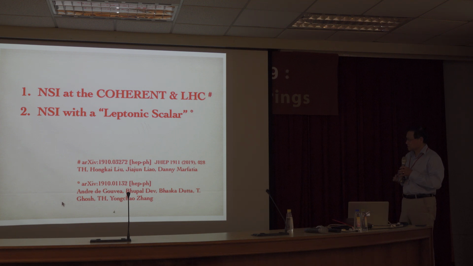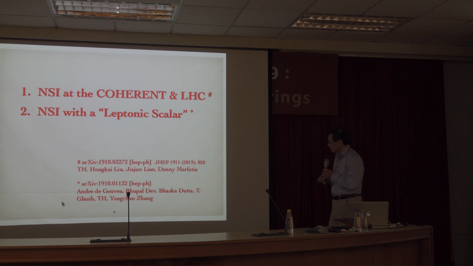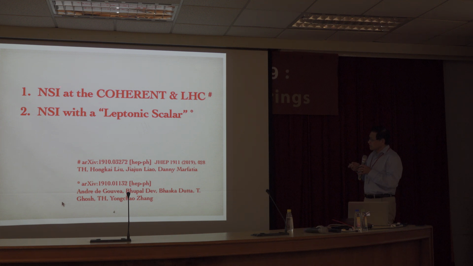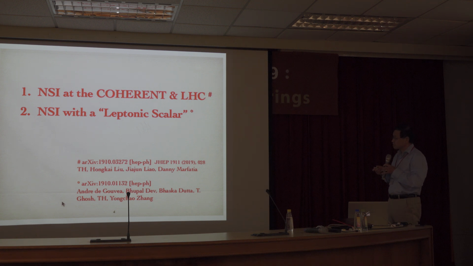With some collaborators here, two papers appeared at the end of, I think, August. In fact, in October. One of them is the standard discussion about non-standard interactions in connection with the neutrino oscillation measurements, in particular the recent COHERENT experiment. So it's putting very stringent bounds on the neutrino interaction already.